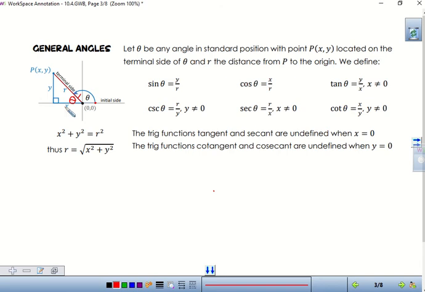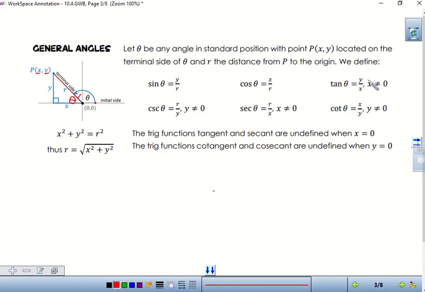So let's talk about where x and y come from. So x and y come from the coordinate, and x determines your horizontal distance, the length of the triangle. Y determines the vertical distance or height of the triangle, okay? With that being said, we have our 6 trig functions. We have sine being opposite, which is y, over hypotenuse, which is r. We have cosine, which is adjacent over hypotenuse, x over r. And then we have tangent, which is opposite over adjacent, y over x.